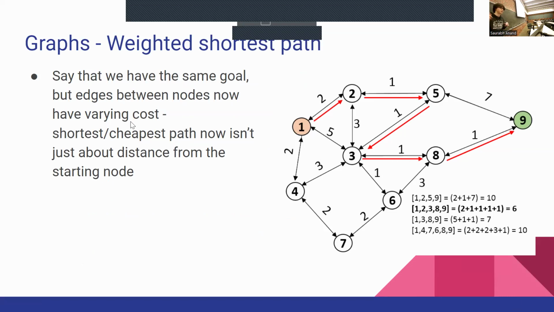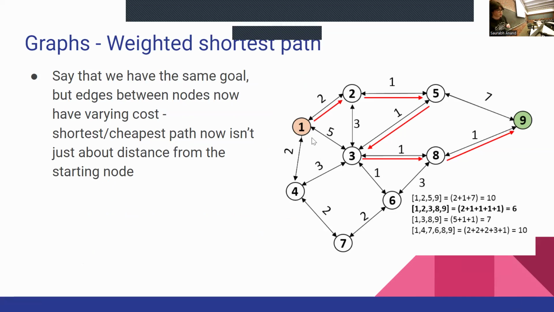Weighted shortest path is a little more complicated. Now we have the same or a similar goal. We're trying to find a shortest path, but we're defining that shortest path differently. Now the edges actually have weights, and we're trying to find the path that minimizes the sum of the edge weights, which is different than the number of edges.